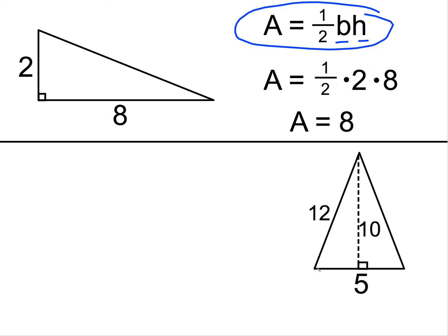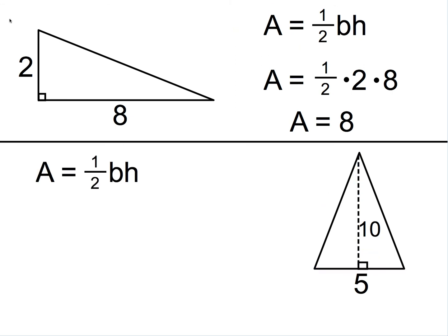Well, since this base meets with the height at a right angle, then these are the two lines that I'm concerned about, because that's where my right angle is. So I don't care about the 12, I simply care about the 5 and the 10. So when I plug this in, again, in any order, I'll plug in the 5 for the B, the H for the 10. So it's 1/2 times 5 times 10.